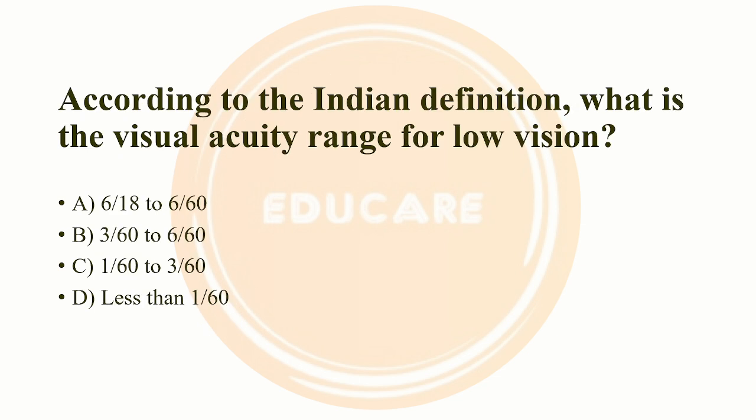Next, according to the Indian definition, what is the visual acuity range for low vision? Option: 6 by 18 to 6 by 60, 3 by 60 to 6 by 60, 1 by 60 to 3 by 60, less than 1 by 60. The answer to this question is option A, that is 6 by 18 to 6 by 60.